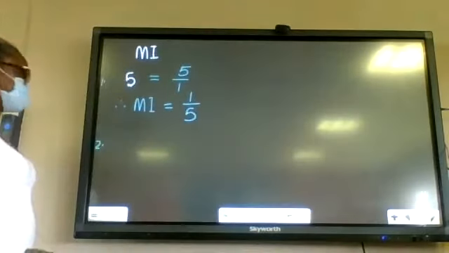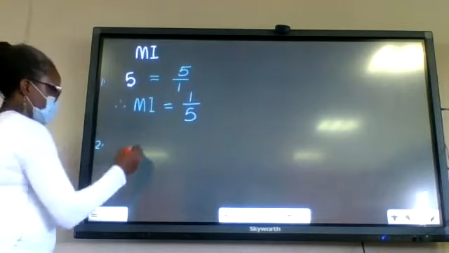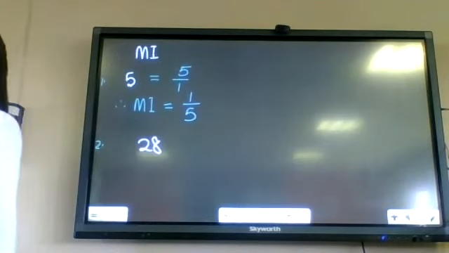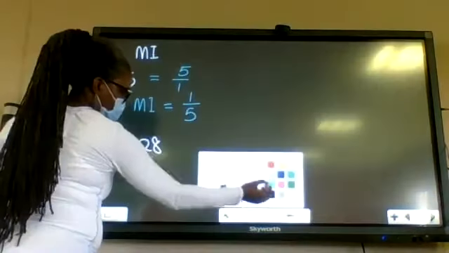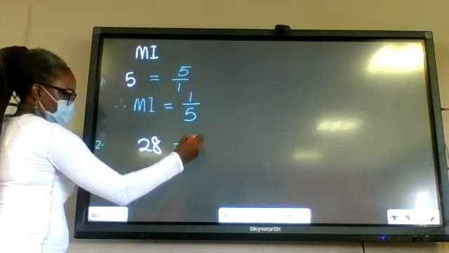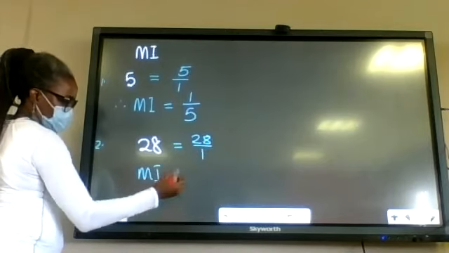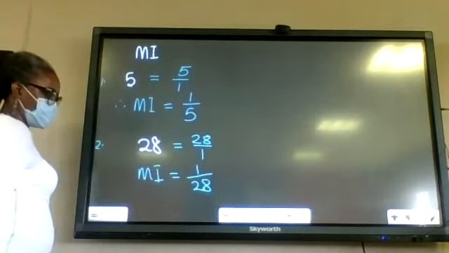Let's look at example number 2. What if you have to calculate the multiplicative inverse of 28? Step 1. What's step 1? Write the number as a fraction. It's a whole number, right? So what will I write? Tell me. 28 over 1. And then what's the multiplicative inverse? 1 over 28.